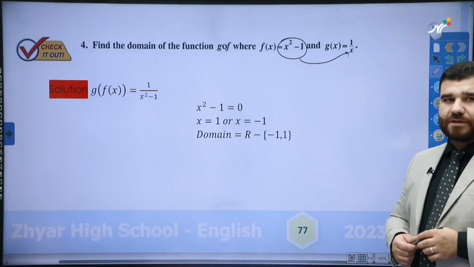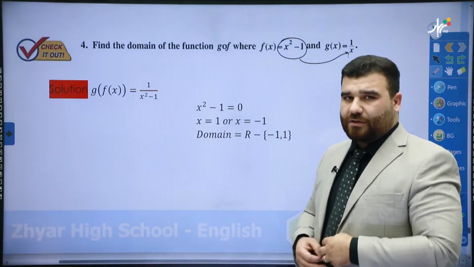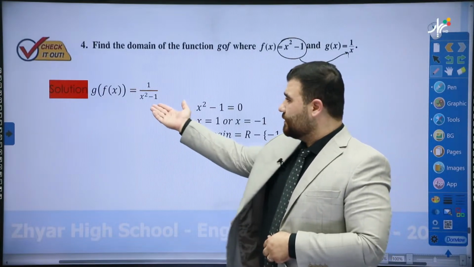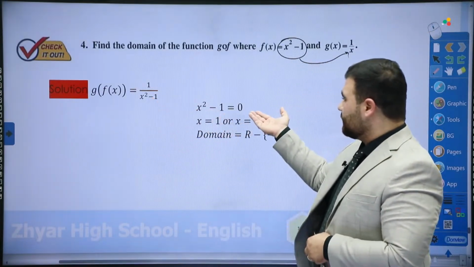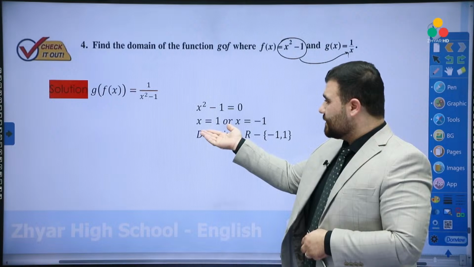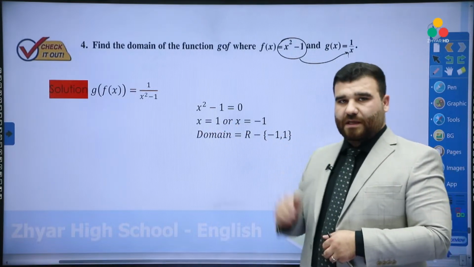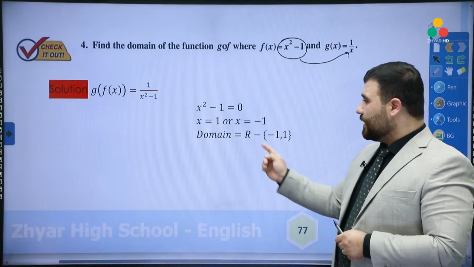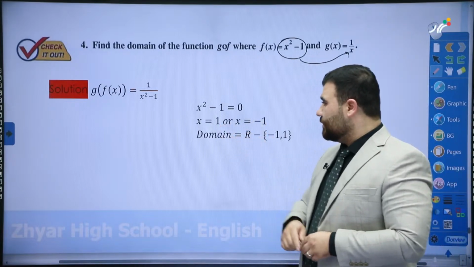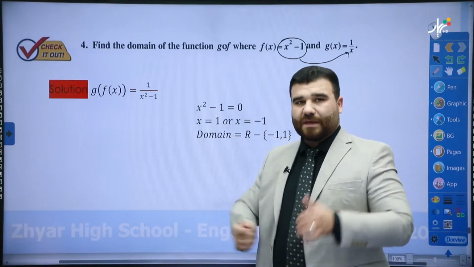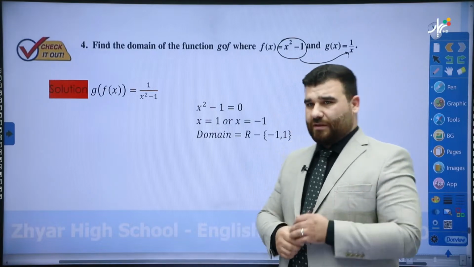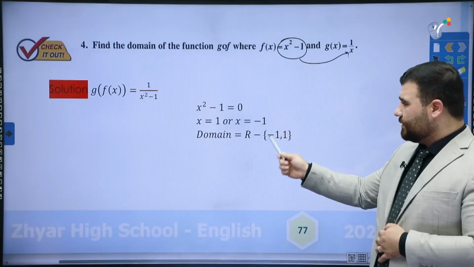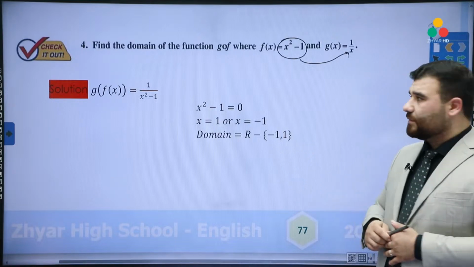Then it is a fraction. To find the domain of a fraction, we take what's in the denominator equal to 0, like this: x squared minus 1 equals 0. Solve this. x is either 1 or negative 1, just like the previous example. For fractions, we avoid these numbers. These numbers will cause trouble for the function because they make the denominator 0. We should avoid them. To avoid them, we say the domain is all real numbers except negative 1 and 1. This is the domain.